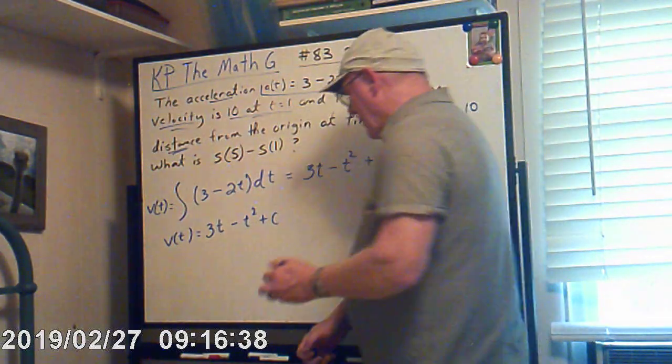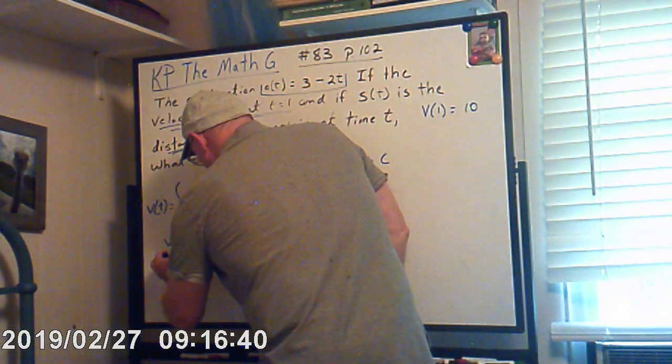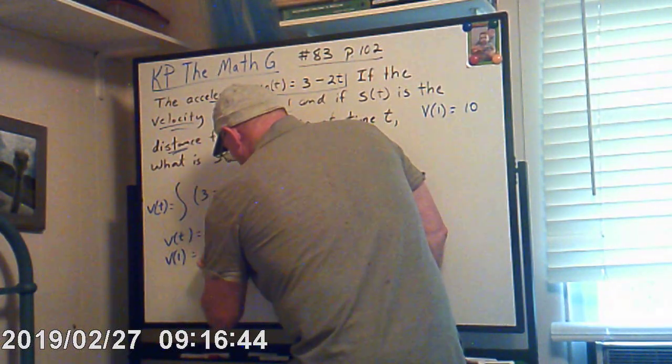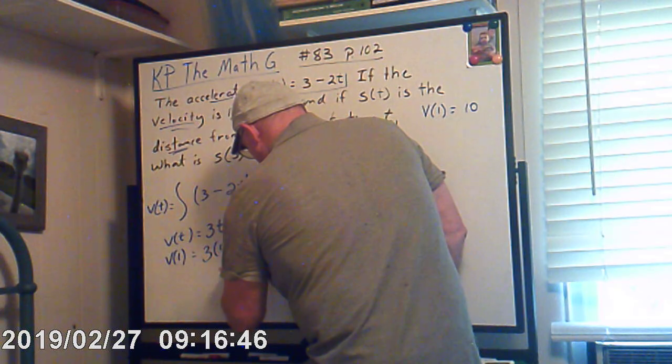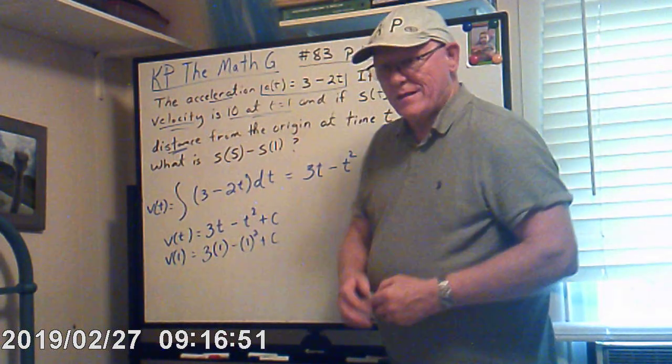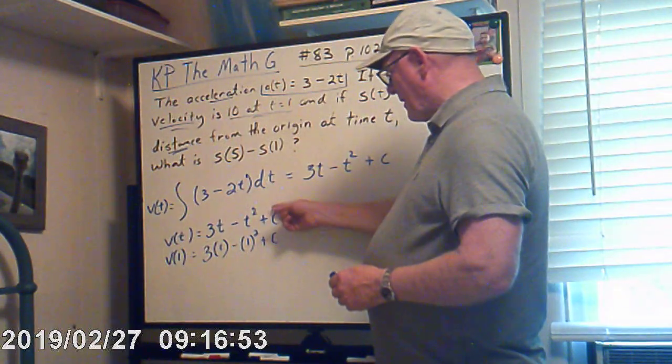So here's what we're going to do. We're going to say v at 1 is going to be 3. That's when we have that. If we didn't have that, we couldn't find the value of c. So that's what we're trying to do. We're trying to get this value of c.